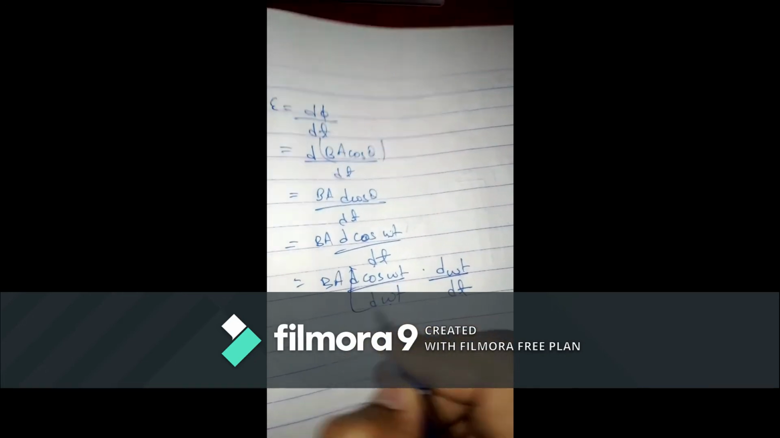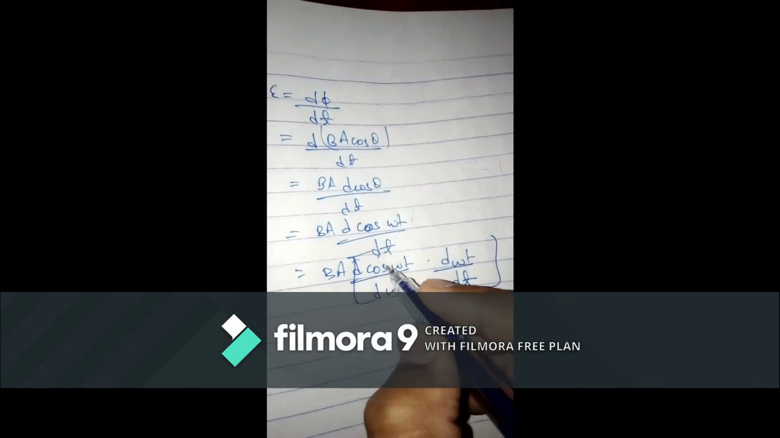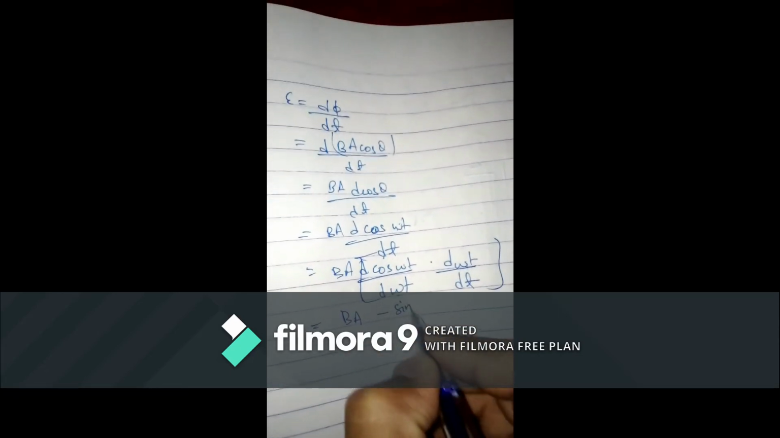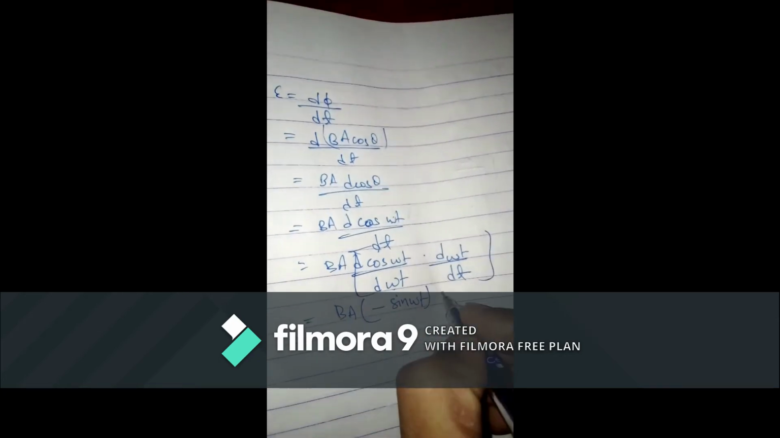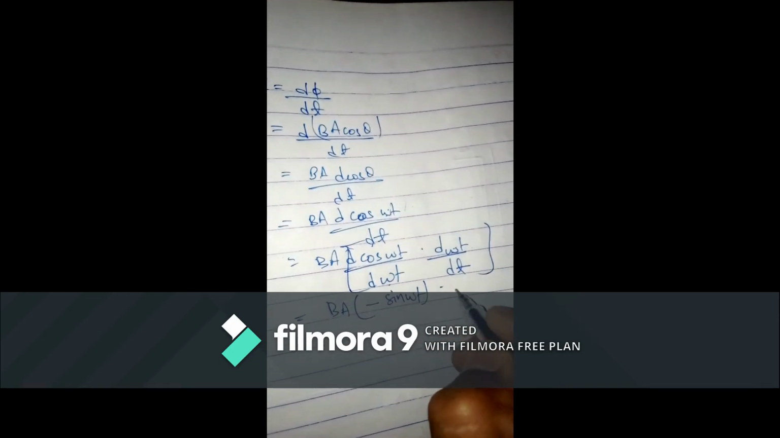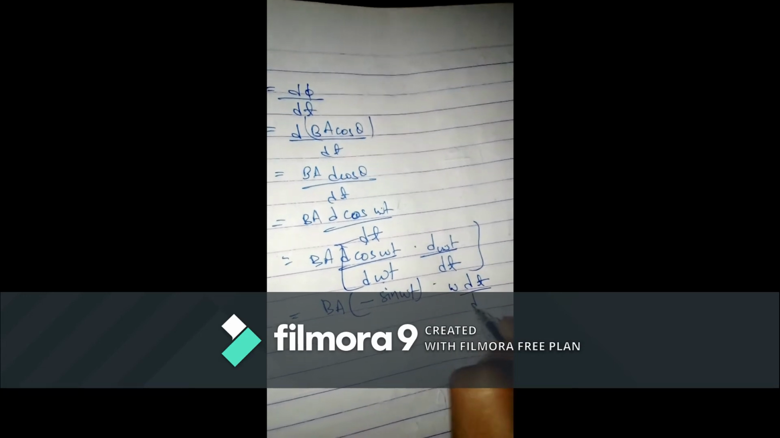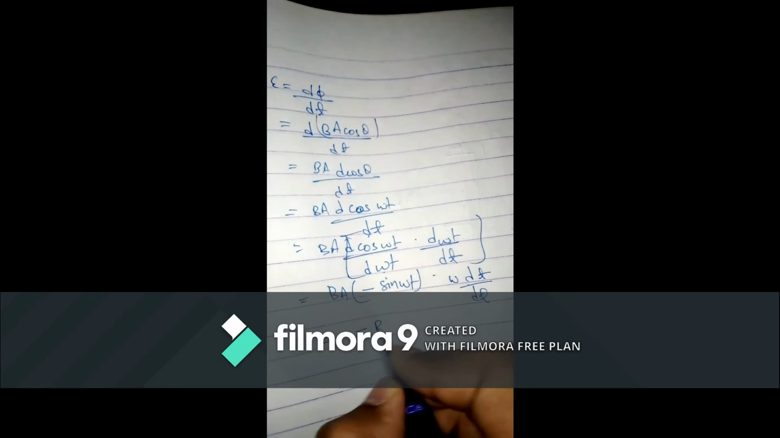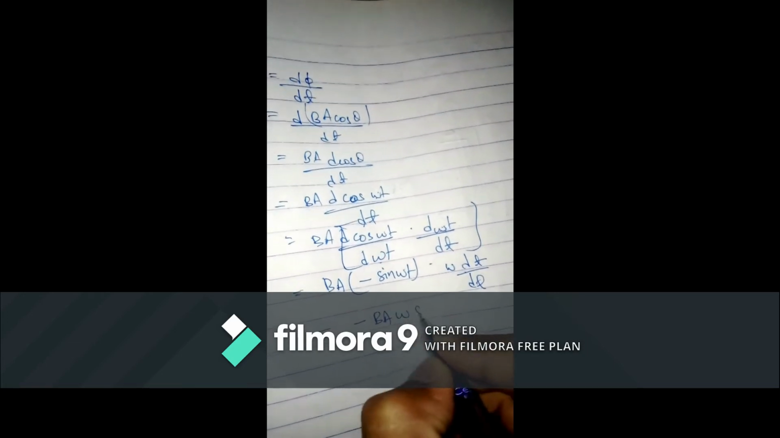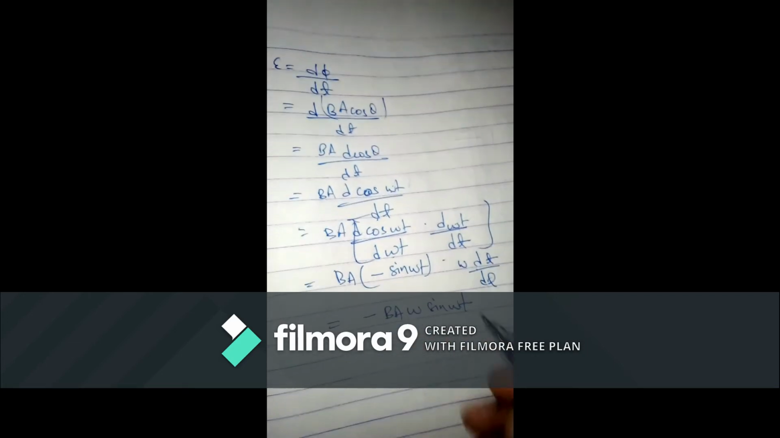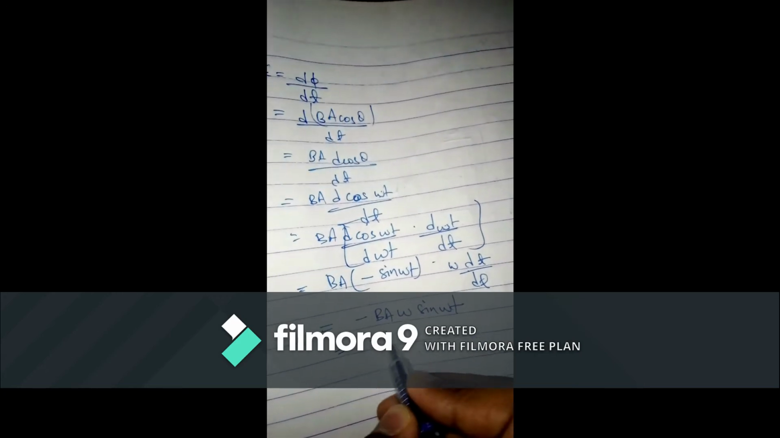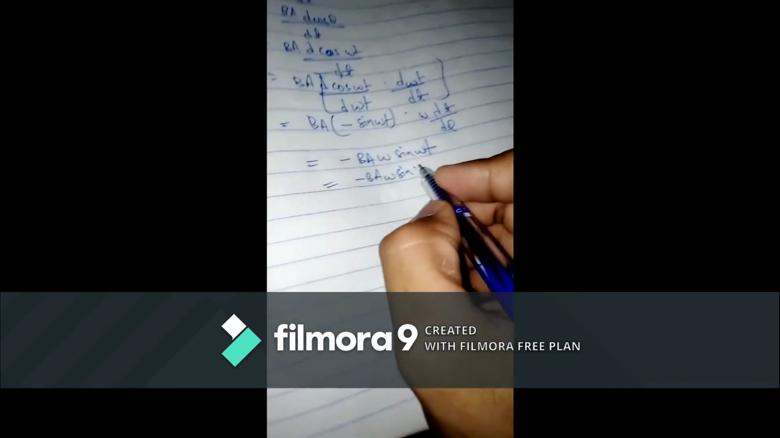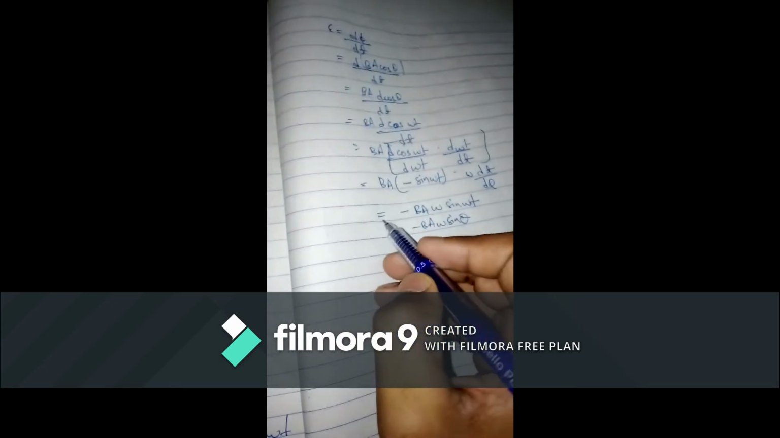Simple derivative. Now see, the derivative of cos is minus sine, so it will become minus sine omega t. In this one, omega is constant, so omega comes outside, and dt by dt is 1. So the final expression will be minus BA omega sine omega t. Omega t is theta, so again we'll keep theta here. Omega t means theta, isn't it? So sine omega t means sine theta.